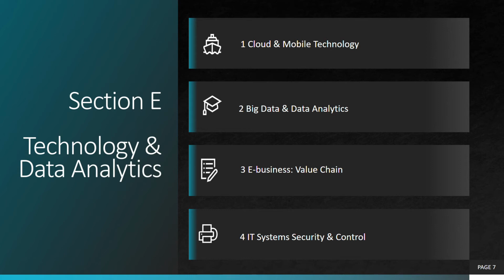So first is about cloud and mobile technology. Now everything, all your data is stored by the cloud. It is stored in a cloud network. There are so many cloud providers who do the service. They have a storage, right?